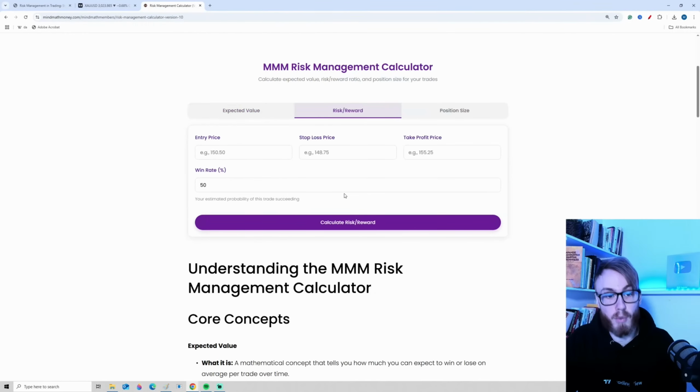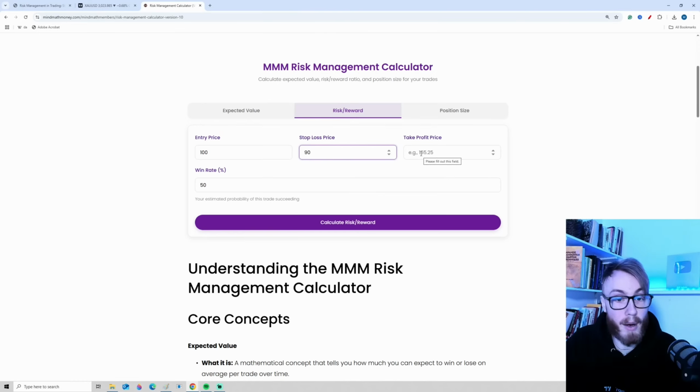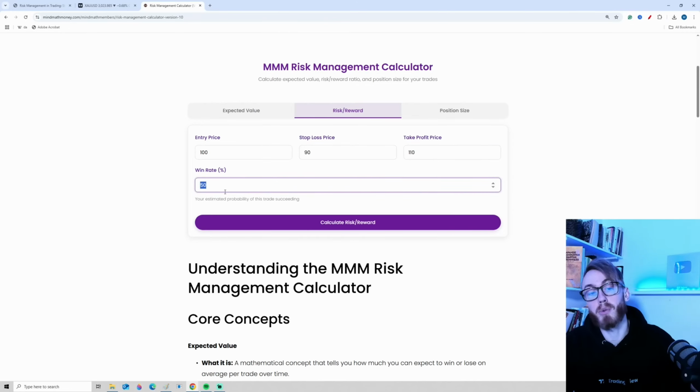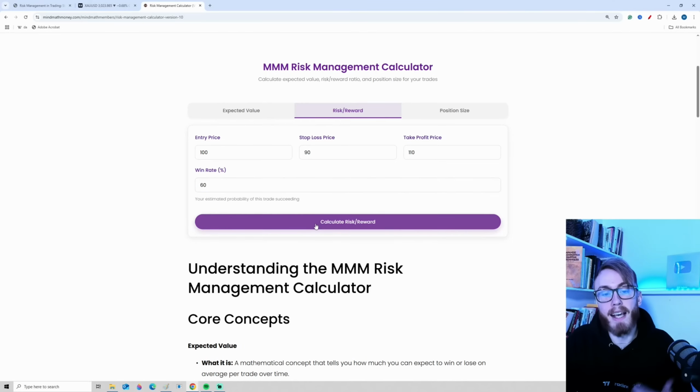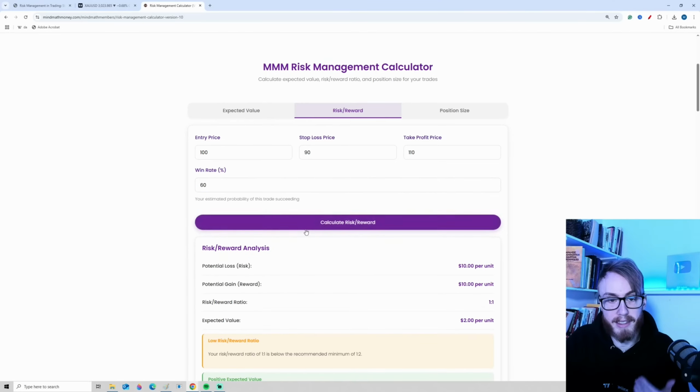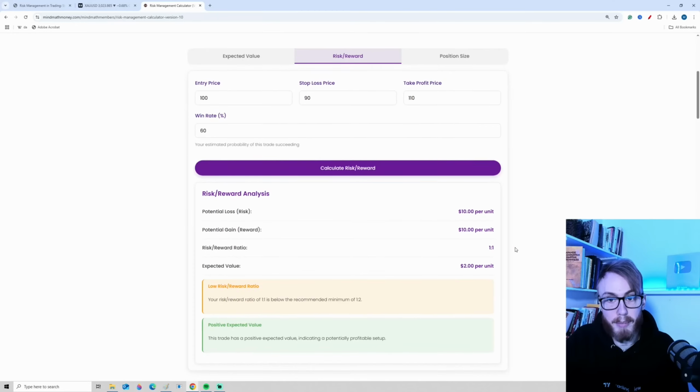But let's go to the risk to reward ratio here and take a look at some examples. Let's make a very simple example. Let's say that we enter a stock or cryptocurrency at $100. We set our stop loss at, let's say, $90, and we have our take profit at, let's say, $110. With the calculator, you can also choose your win rate. Let's say you have backtested and have a win rate of 60%, and then we can calculate the risk to reward right here. First of all, because we risk $10 and we can win $10, we have a 1-to-1 risk to reward.